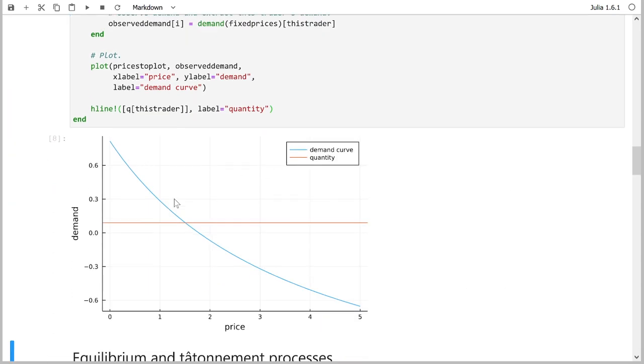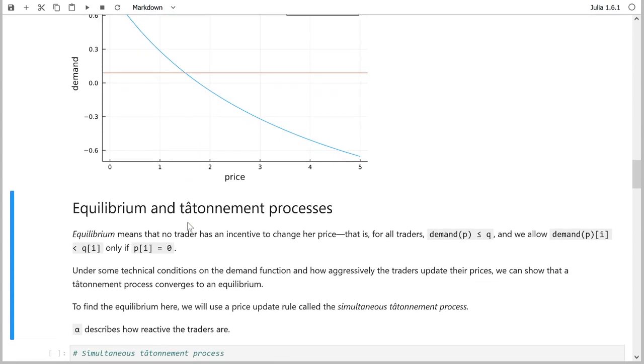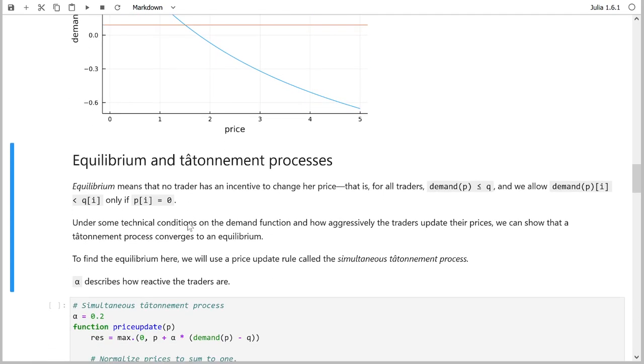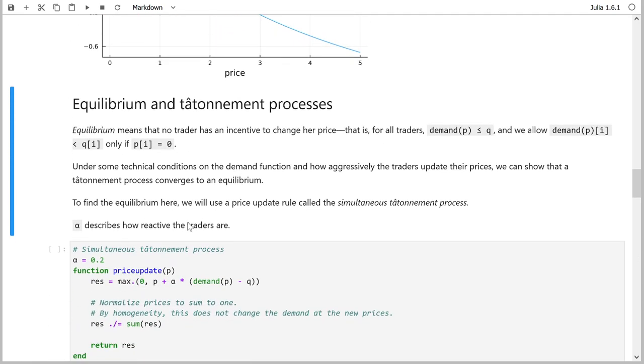And yep, sure enough, the demand curve moved down and our intersection of price and demand has moved to a lower value. So this is the problem we're trying to solve, right? We're trying to find the price that will let everyone be at their intersection point at the same time. And when we find that price, it's going to be called the equilibrium.